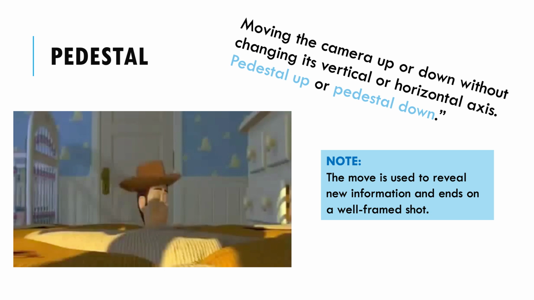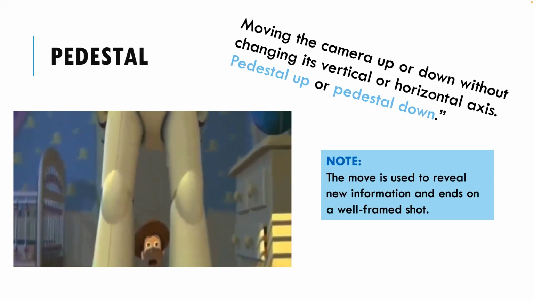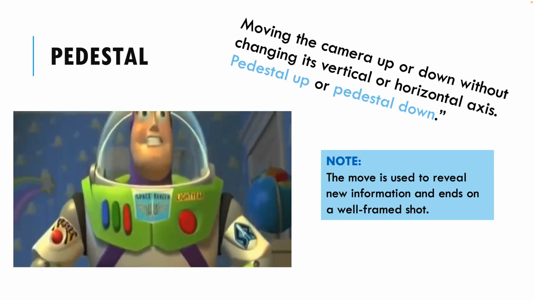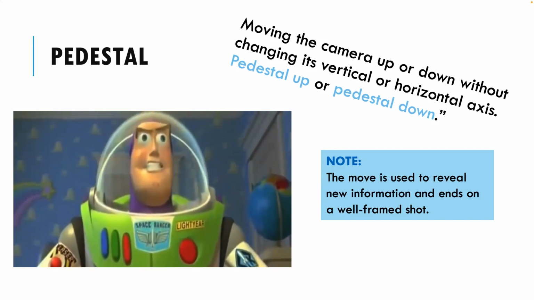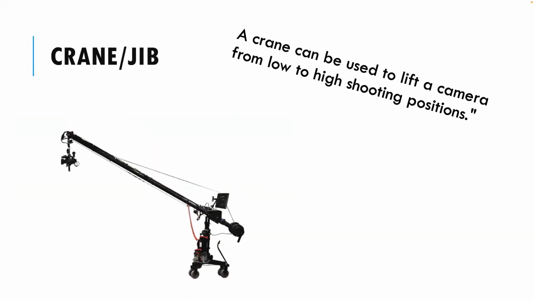Take a look here and notice how during this move there is new information revealed. Secondary to that, it's a well-framed shot when the camera move ends. There you go. That's a pedestal, raising from a lower camera position to a higher camera position, just in a straight vertical movement. The next shot is called a crane or a jib shot.